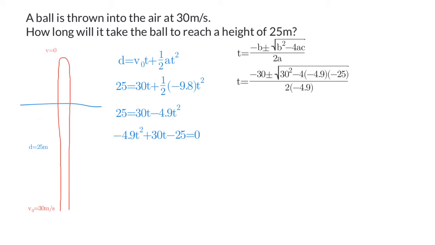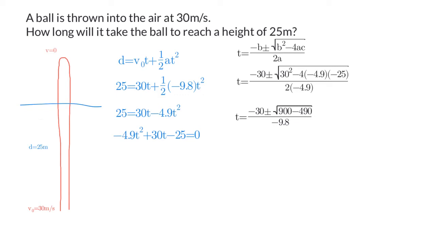So now we can see that we've placed in our b of 30 into here, so it's negative 30. We're going to put it here to give us 30 squared. We're going to take our 4.9 and put it in here, and our negative 25 and put it in here. When we do the math that we can, we get the following. We now have t equals negative 30 plus or minus the square root of 900, that's the 30 squared, minus 490, that's the negative 4 times the negative 4.9 times the 25. And then of course on the denominator we get negative 9.8.